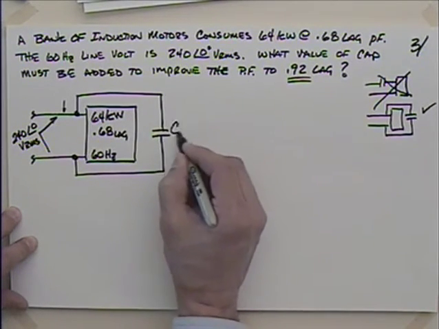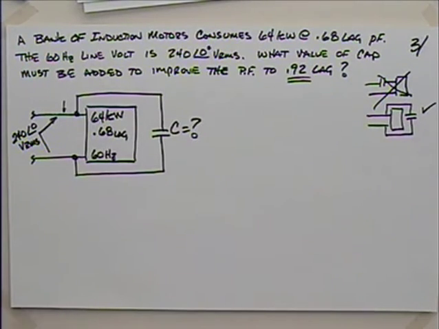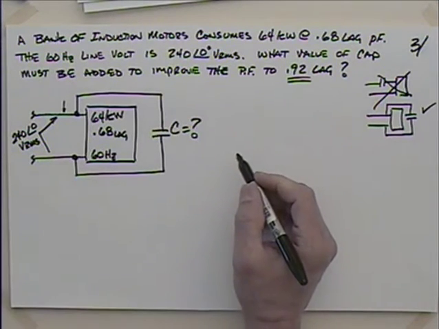And we'd like to figure out what value of capacitance I have to add. I'm going to show you a couple ways to do this. Probably the easy way that may be kind of hard to wrap your mind around, and then maybe the more mechanical way that's going to lead to some fairly involved algebra. So this is a power problem. Let's draw a power triangle here.